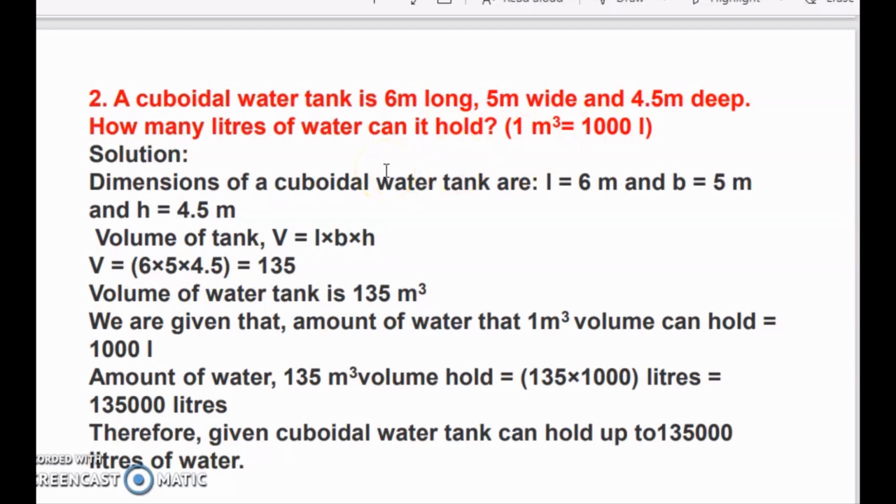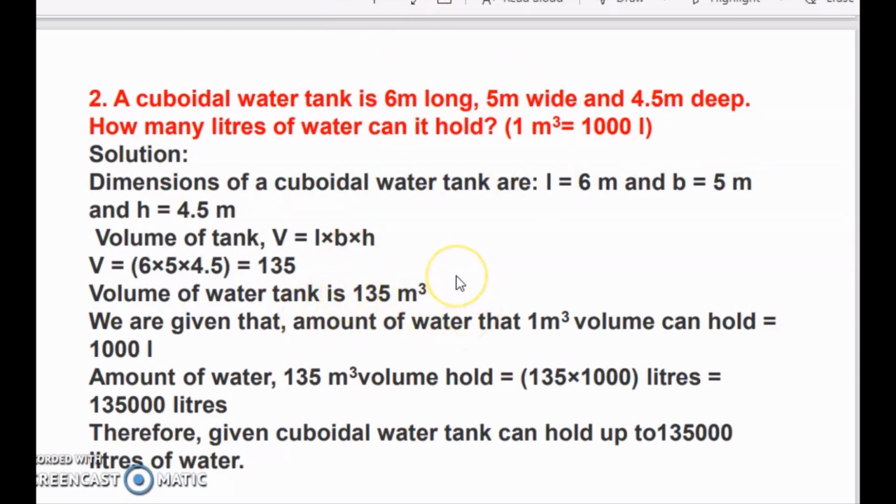When you have to find how many liters of water it can hold, you are basically finding the capacity of this water tank. How many liters it can hold, that is, you have to find the volume. So volume is length into breadth into height, that is 6 into 5 into 4.5. You will multiply and get the volume.